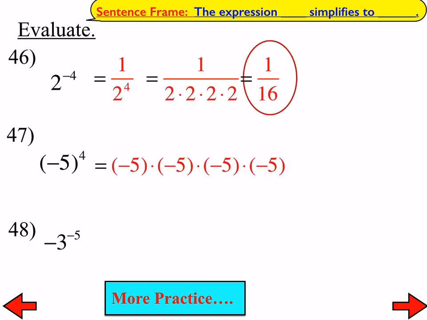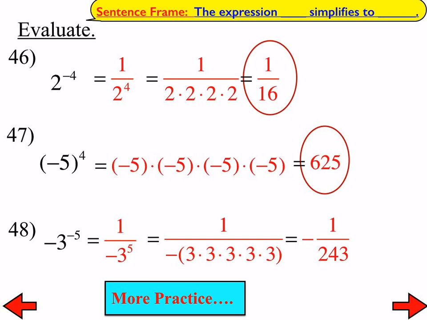47 is 625. And number 48 is negative 1/243rd. Any questions through number 48? All right, so the last idea is what happens if the base is a fraction? Well, we're going to try and attack this the same way, trying to see a pattern.